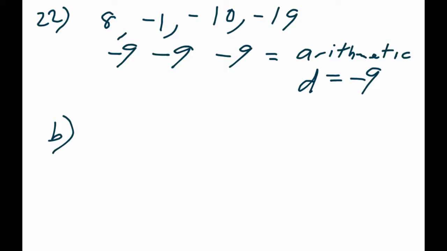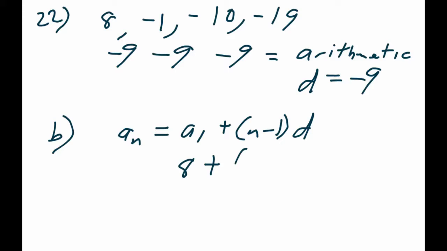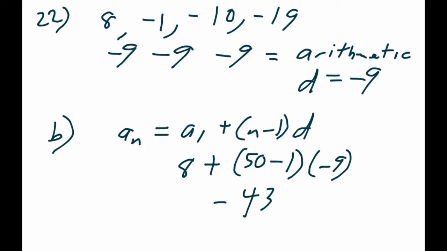For part B, we have these formulas over here, and the first one is how we find any term of the arithmetic sequence. So the first term is 8. Since we're trying to find the 50th term, I plug in 50. And because we found d equals negative 9 in part A, it doesn't change. We wind up getting the answer of negative 433.